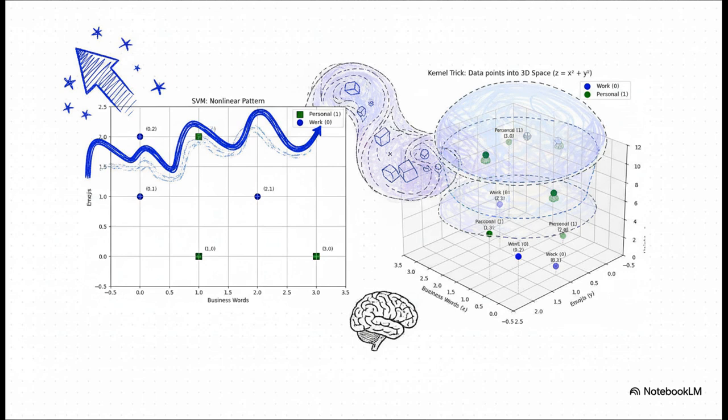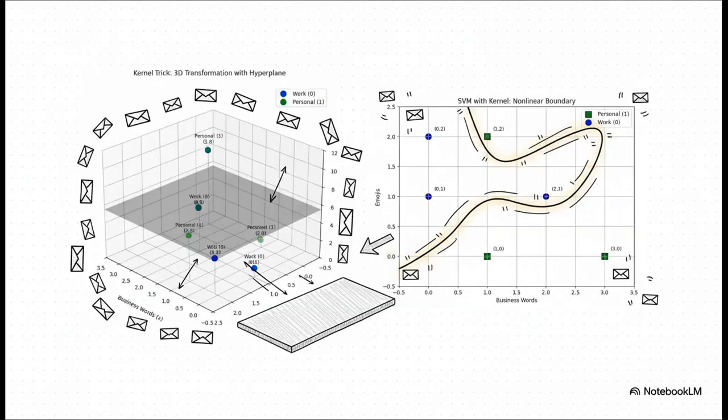Imagine all those dots are marbles on a table. You can't slide a ruler between them to separate the colors. But what if you could flick the table and send the marbles flying into the air? For a split second, you could slice a sheet of paper between them. That's exactly what the kernel trick does, but with math. It takes our flat 2D data and projects it up into a higher dimension, like this 3D space. And just look, suddenly, in 3D, the problem is easy again. A simple flat plane can cut right through the middle, separating the work and personal emails.